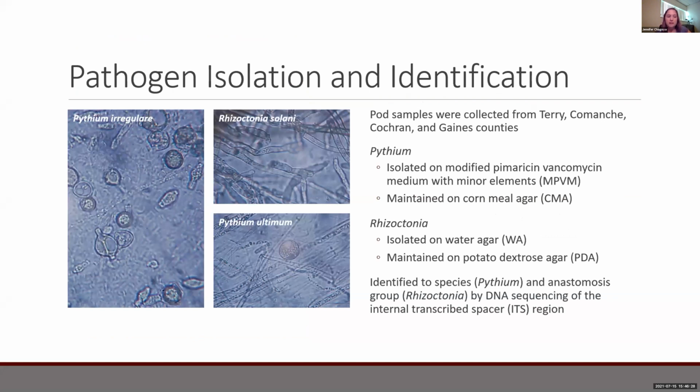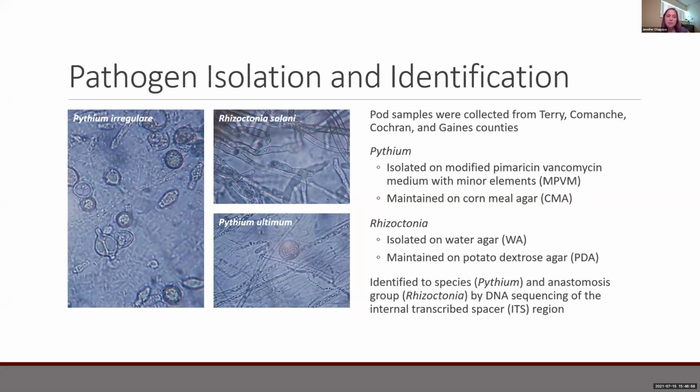We collected pod rot samples from 4 counties in West Texas: Terry, Comanche, Cochran, and Gaines counties. This was a much smaller sampling than we had planned, but then the pandemic happened and we were shut down. A lot of county agents were not in as close communication with us as usual, and it was also a pretty dry year, so we didn't see high prevalence of pod rot.